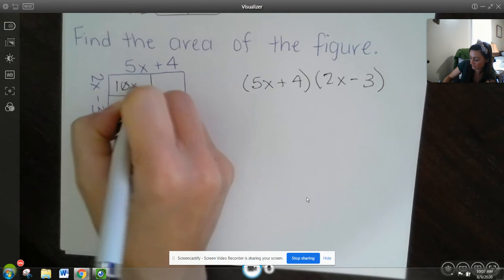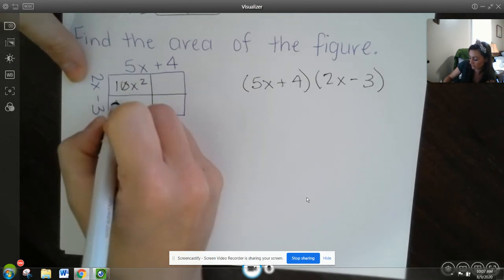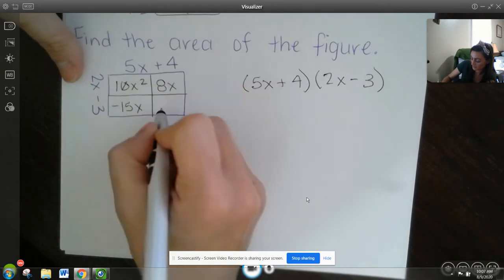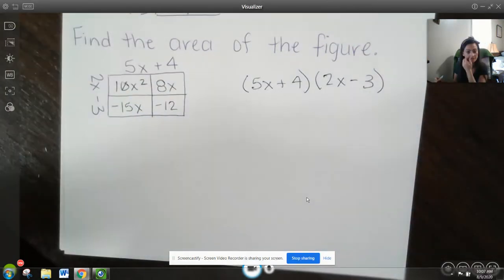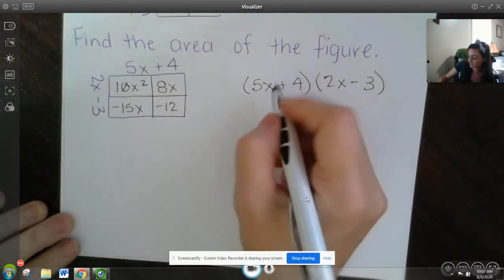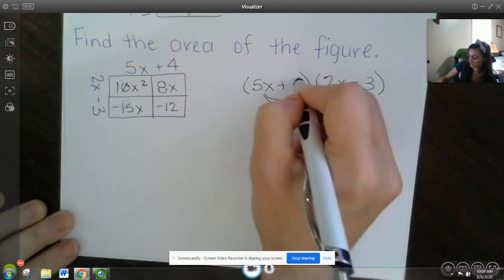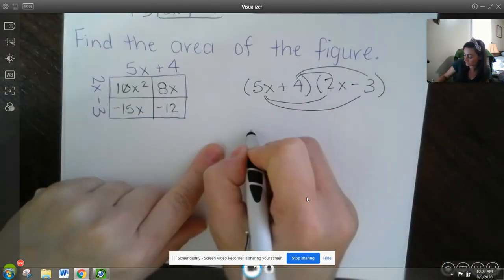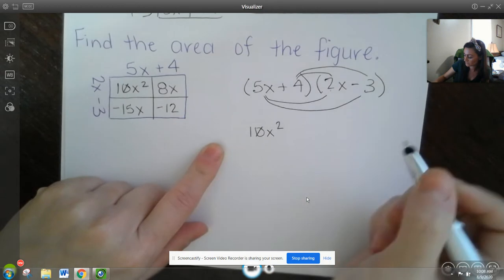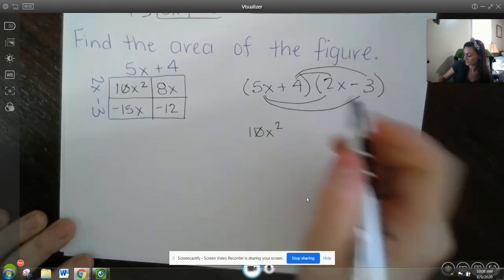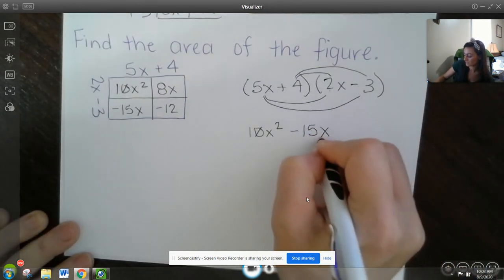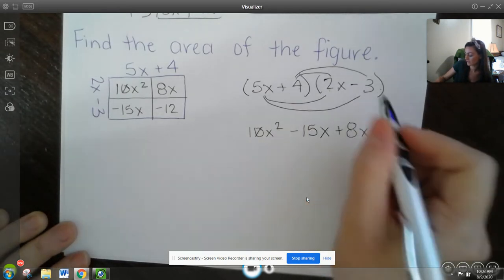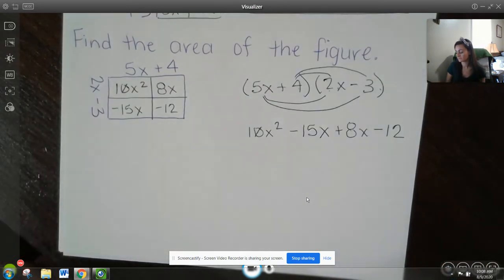So here I've got 10x squared. 5x times negative 3 gives me negative 15x. 8x and negative 12. Again, if you did double distribution here, you should get the exact same terms. So 5x times 2 gives me 10x squared. 5 times negative 3 gives me negative 15x. 4 times 2x gives me plus 8x. And then minus 12.